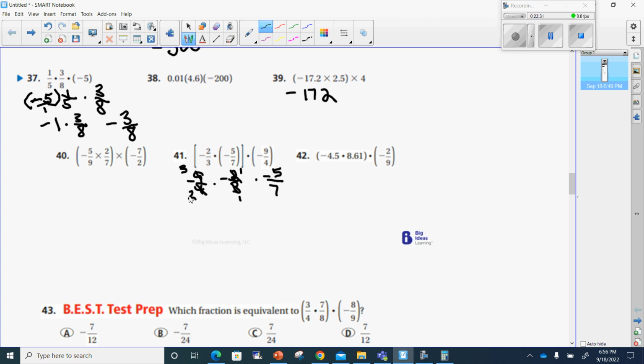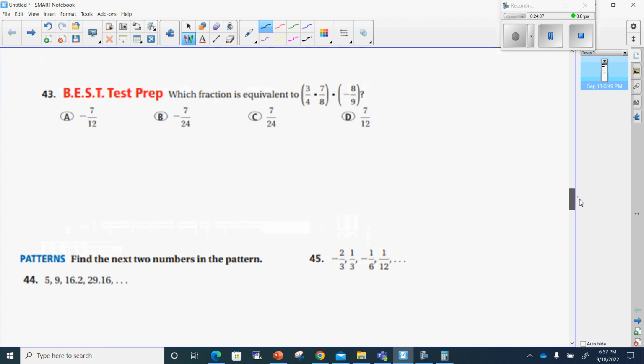All right, so let's start with the bottom. 2 times 1 is 2, and 2 times 7 is 14. Now we'll start with the top. 3 times 1 is 3, and 3 times 5 is 15. Now remember, a negative times a negative is a positive, and a positive times a negative is a negative. But to put this in simplest form, I see 15 is bigger than 14 by 1. So my answer would be negative 1 and 1 over 14. That's a mixed number. That's proper. All right, we're going to number 43.